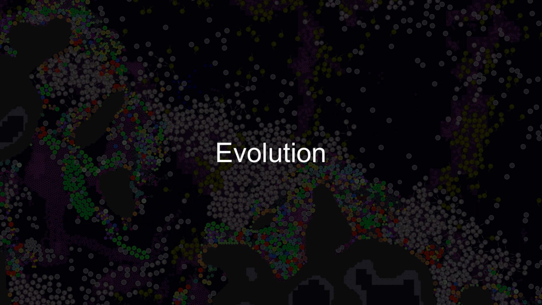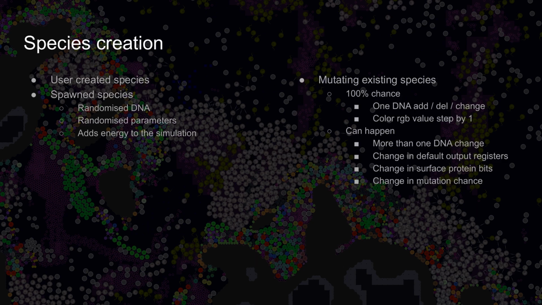Next, let's talk about evolution in the simulation and how the lifetime of one species is progressing. At the start of the simulation, if it is enabled, members of generated species are spawned with totally randomized DNA and parameters. This adds energy to the simulation, as all alive cells contain energy. New species are generated from successful species by randomly modifying their DNA and other parameters.